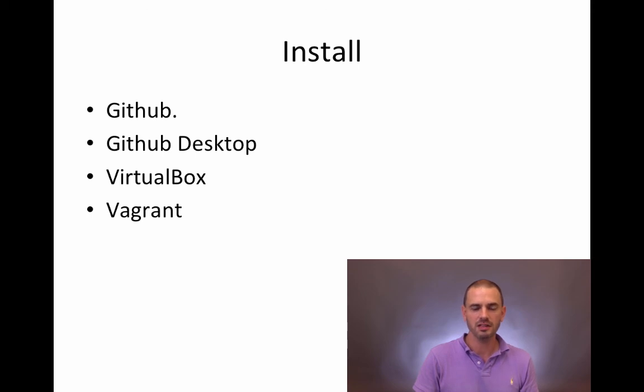And next, you want to download VirtualBox. VirtualBox, again, is the virtual machine platform that allows us to run guest virtual machines on our computer. And then finally, you want to download and install Vagrant from Vagrant.com. All of these are listed in the lab, and we'll give you a few minutes to do that and come right back.